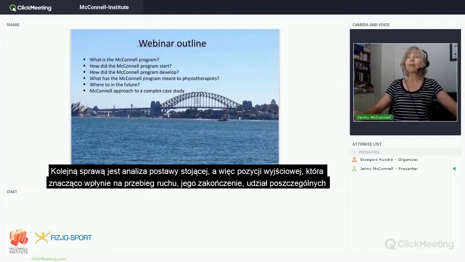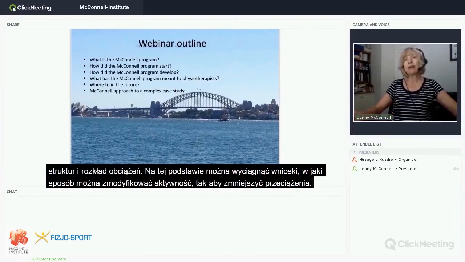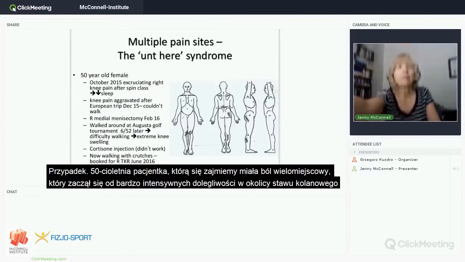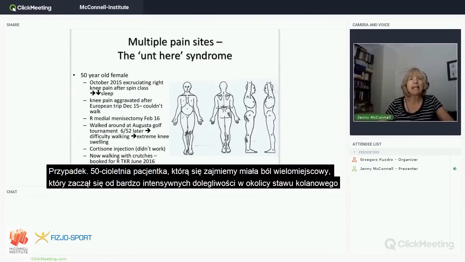So you'll know where their movement's occurring, where is getting too much load, and what you can do about improving that too much load. So my patient is a 50-year-old patient who in October 2015 presented with excruciating right knee pain after a spin class.